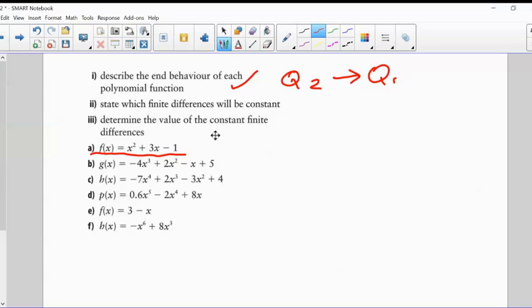Good. Perfect. So that's what the answer to that question is. Which finite difference will be constant? It will be the second finite difference that will be constant. That's the one that's going to be constant.